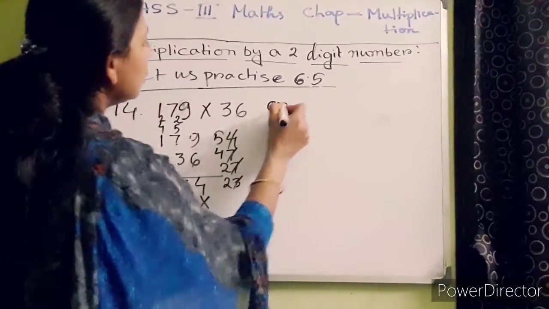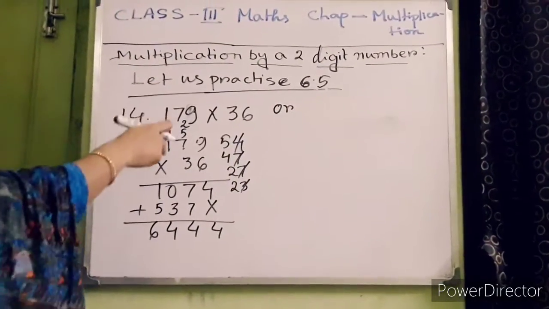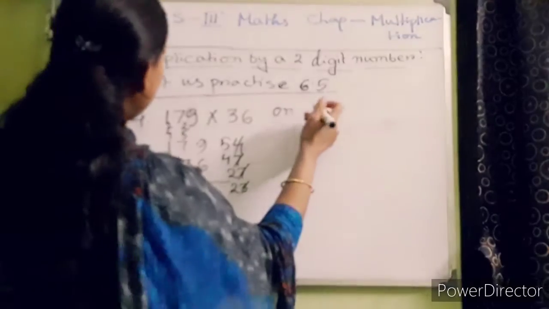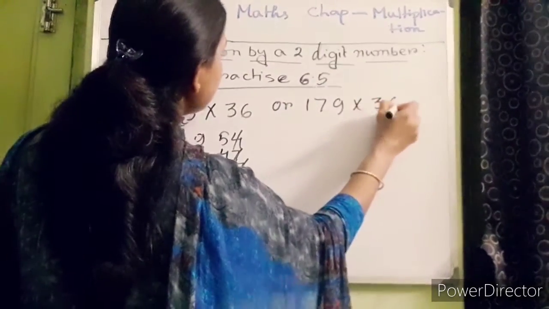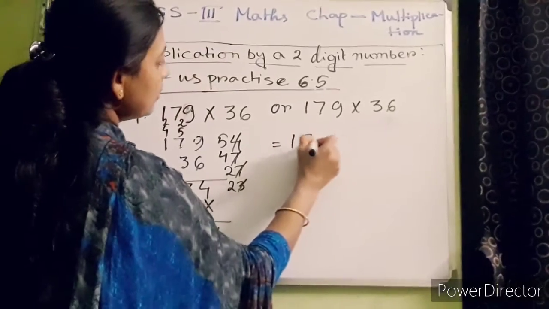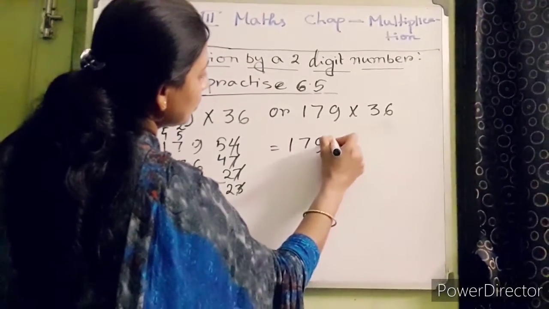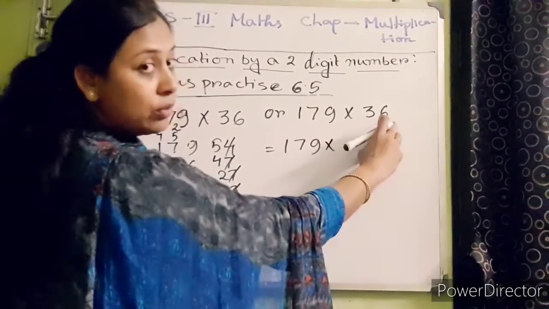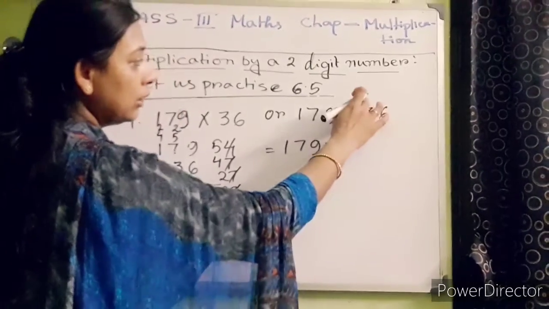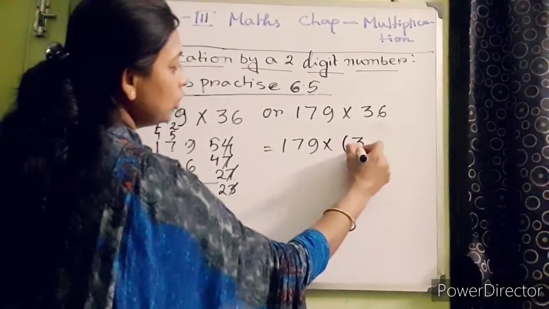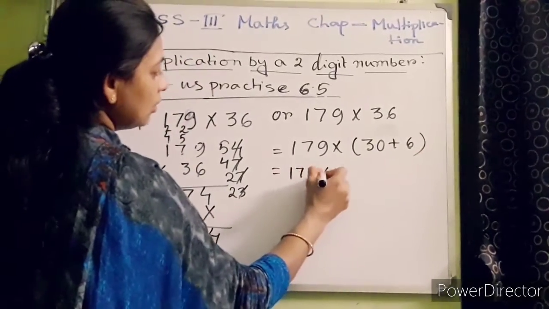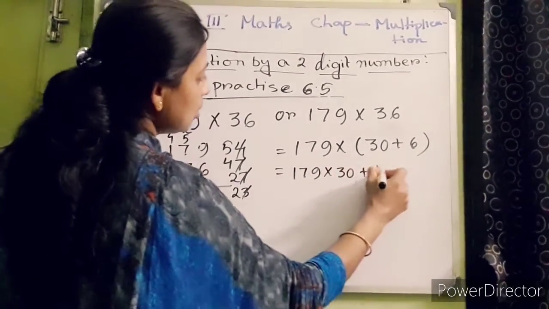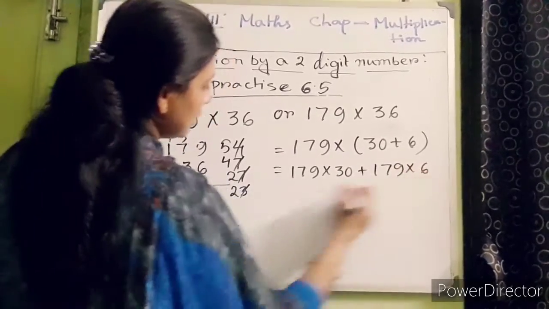Now, I am going to solve this multiplication in another process. 179 into 36. 179 into, you divide this one into 10s plus 1s, so 3 tens 6 ones, so 3 tens means 30 plus 6. 179 into 30 plus 179 into 6.